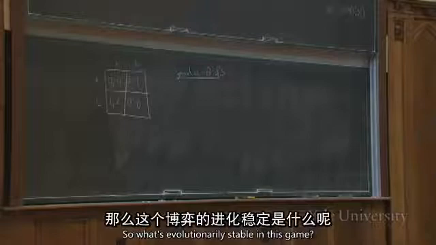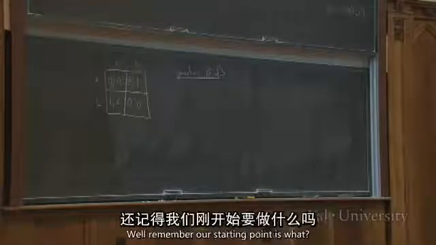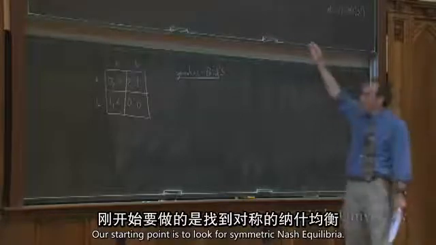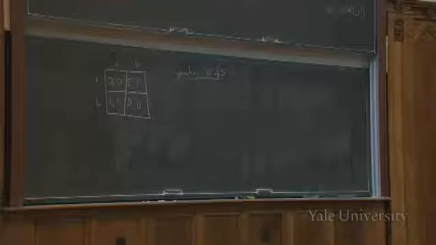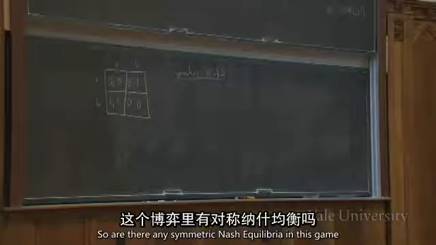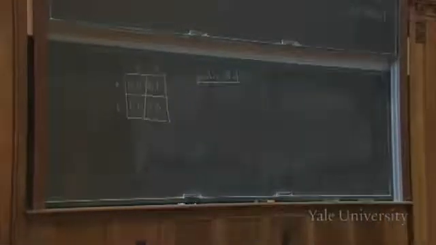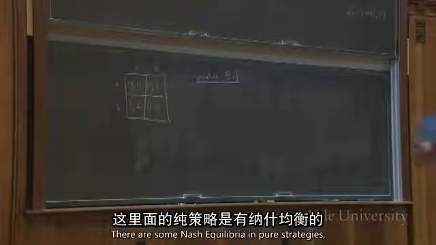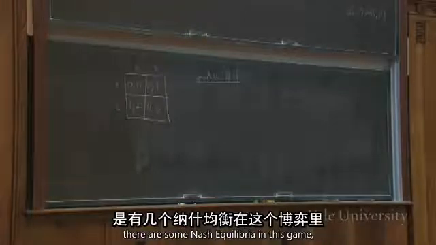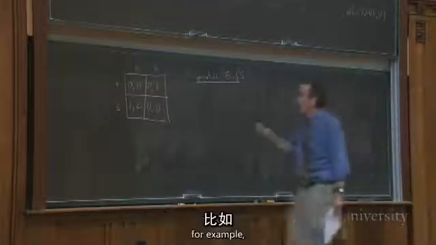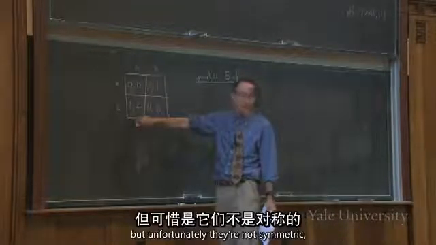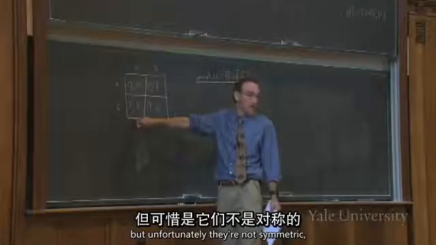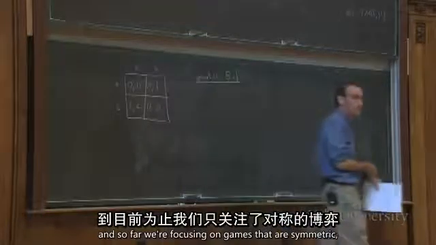Okay, so what's evolutionarily stable in this game? Well, remember, our starting point is what? Our starting point is to look for symmetric Nash equilibria. Okay, so are there any symmetric Nash equilibria in this game? And if so, what are they? Anybody? Well, there are some Nash equilibria in pure strategies. For example, AB is a Nash equilibrium, and BA is a Nash equilibrium. But unfortunately, they're not symmetric. Right? They're not symmetric.